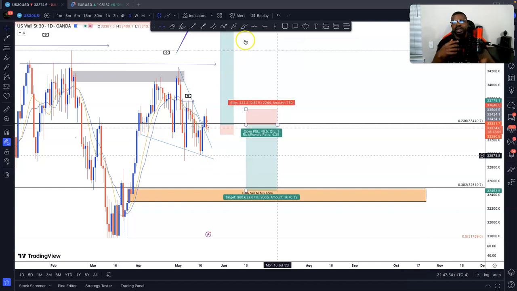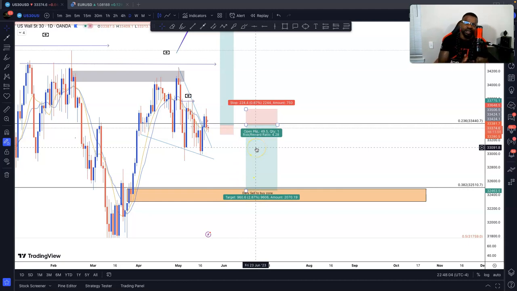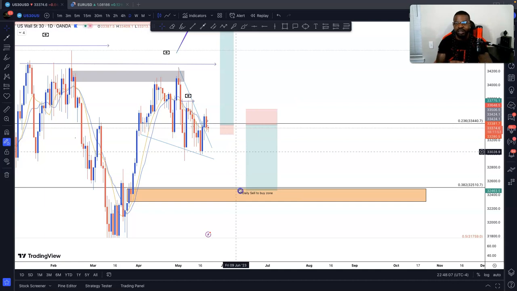So if this buy doesn't work, what I'm looking at is this level being retested. So I have a 1-to-4 risk reward ratio on this setup.